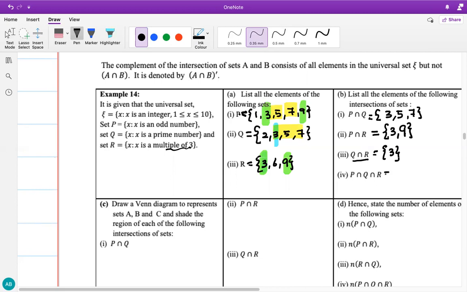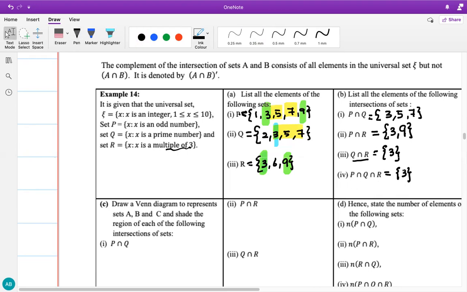The next one will be P intersect Q intersect R. For P intersect Q, we have 3, 5, 7. Then you look at set R, and it's 3 only. Or you can see from P intersect Q, P intersect R, and Q intersect R to find the common elements. There is only one, that is 3. So this is the element for the P intersect Q intersect R set.